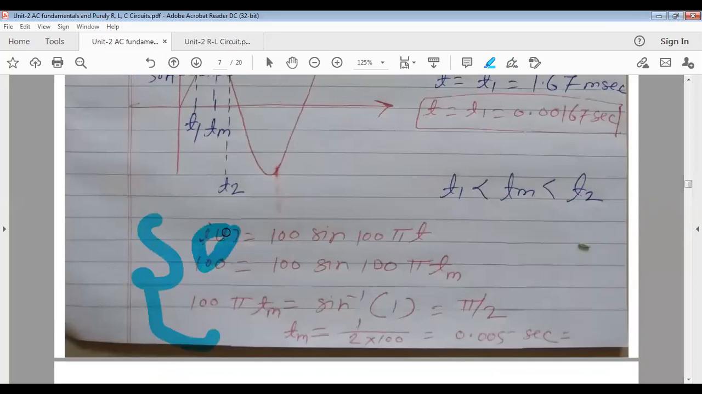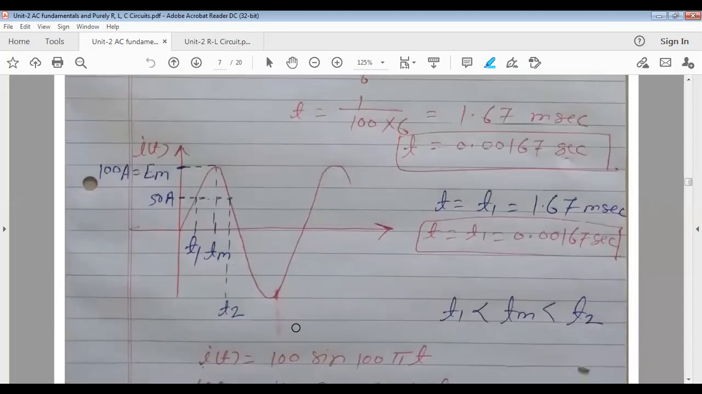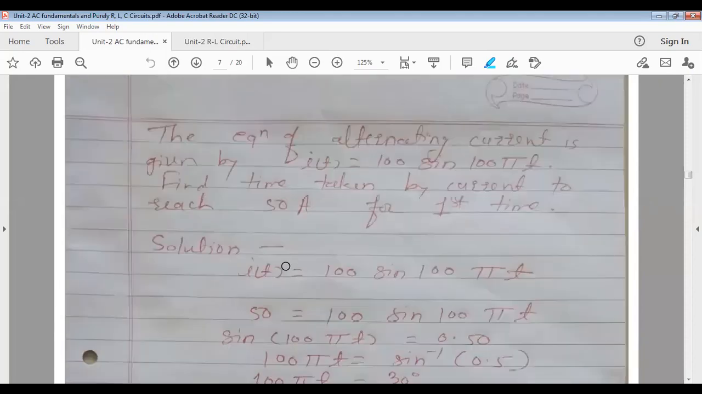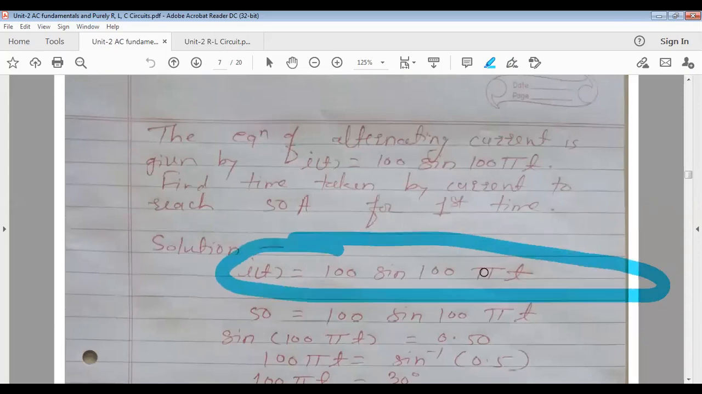That is, put here I of t as 100 and simplify it. This is one option. Another option is also there. See, here compare this equation with the standard instantaneous current equation. What is the standard instantaneous current equation? I of t is equal to I0 sine omega t. The peak value we denote by Im and not by I0, isn't it? Okay, very good. So I of t is equal to Im sine omega t.